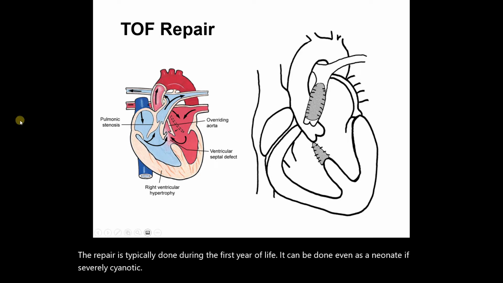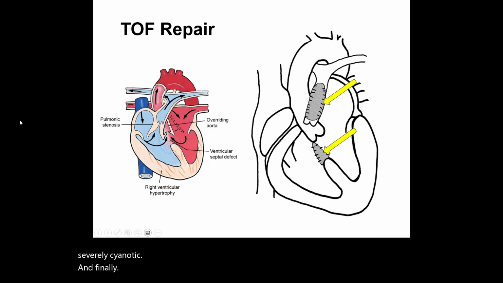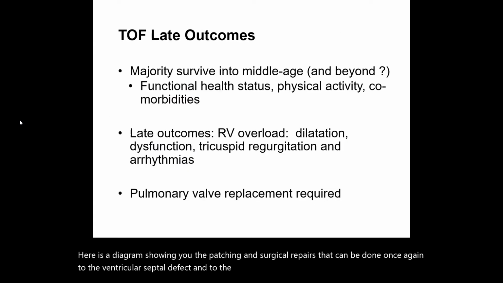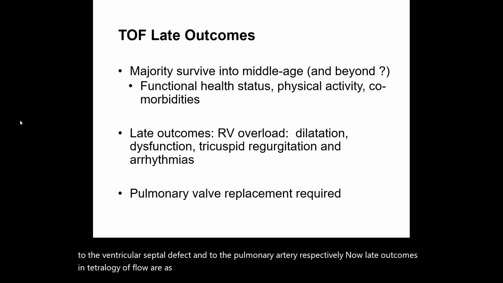And finally, here is a diagram showing you the patching and surgical repairs that can be done, once again, to the ventricular septal defect and to the pulmonary artery, respectively. Now, late outcomes in tetralogy of Fallot are as follows. So the majority of babies born with congenital heart disease that have tetralogy of Fallot actually survive into middle age and perhaps beyond.